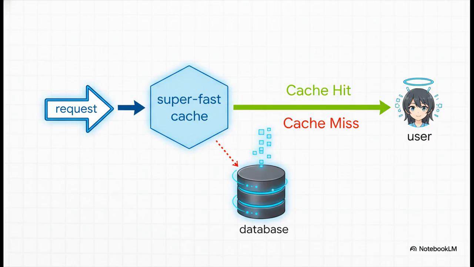We're done. Super fast. If it's not there, a cache miss. Okay, we have to go to the slower database. But here's the crucial part. We grab the answer, and then we put it in the cache on the way out. That way, the next person who asks for the same link gets a super fast response.